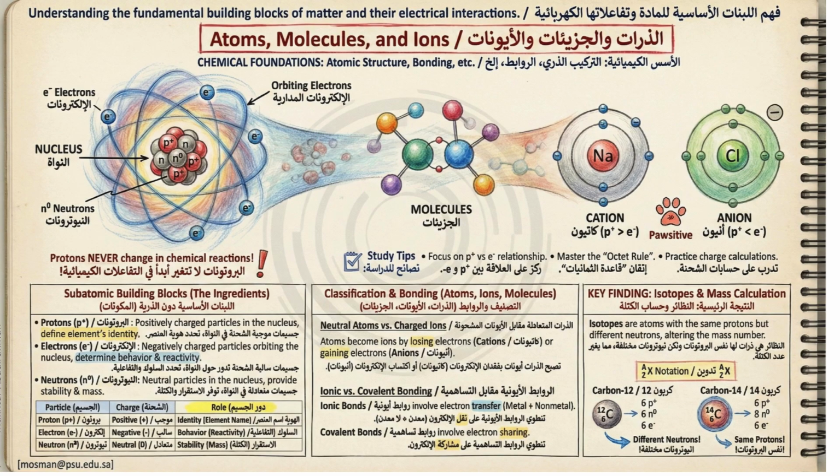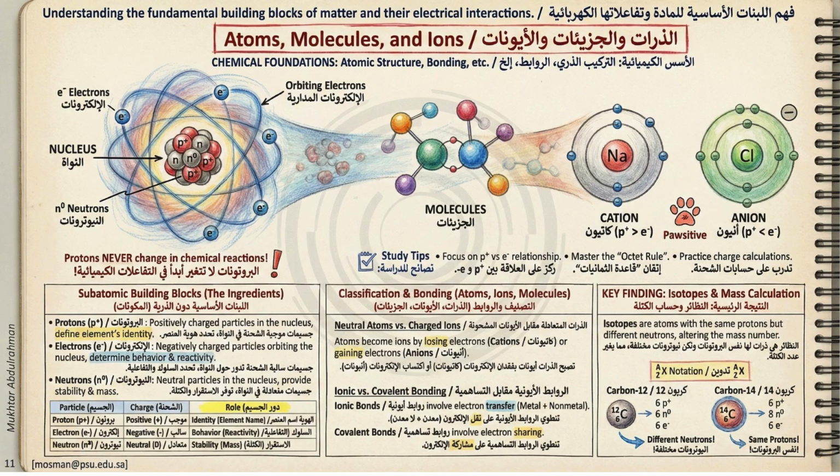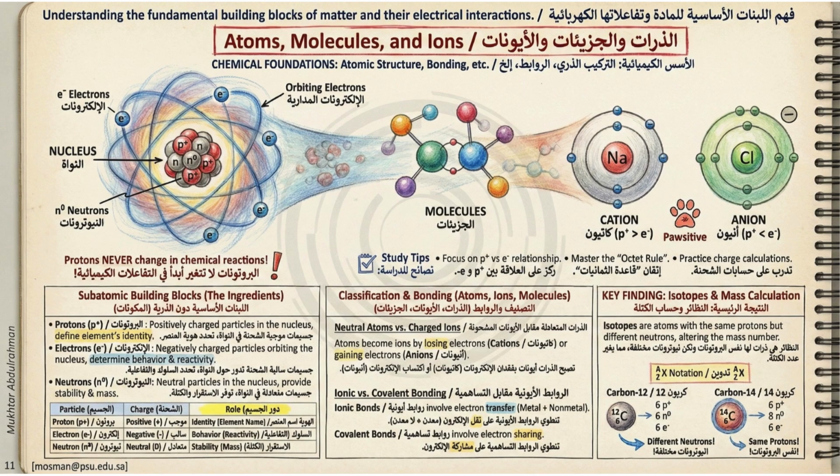It is very important to remember, protons never change in chemical reactions. The number of protons defines the identity of an element. Now let's look at the roles of these particles. Protons determine the element's identity. Electrons determine how an atom behaves and reacts with other atoms. Neutrons provide stability and add to the mass of the atom.